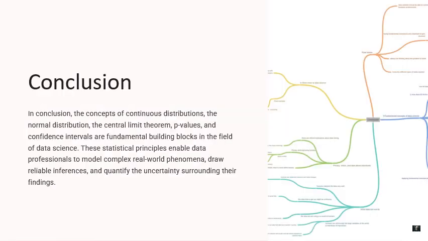Next, at last, let us see the conclusion. In conclusion, the concepts of continuous distributions like the normal distribution, the central limit theorem, p-values, and confidence intervals are fundamental building blocks in the field of data science. These statistical principles enable data professionals to model complex real-world phenomena, draw reliable inferences, and quantify the uncertainty surrounding their findings.